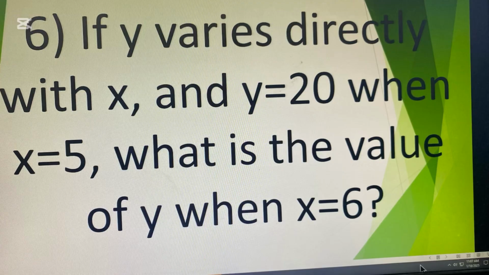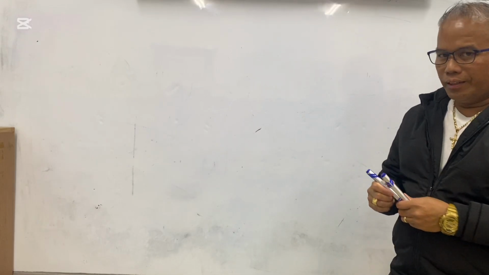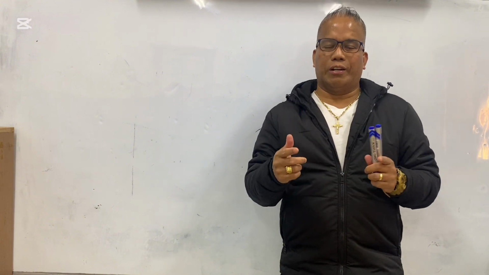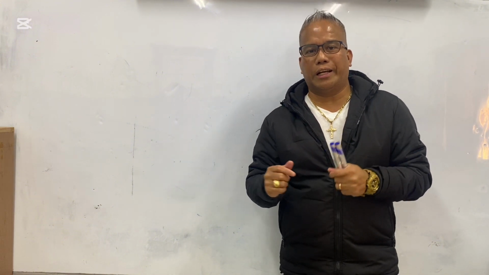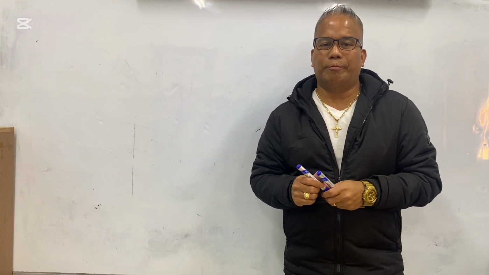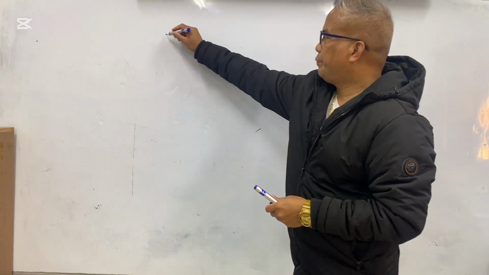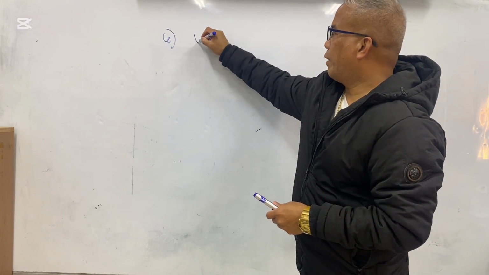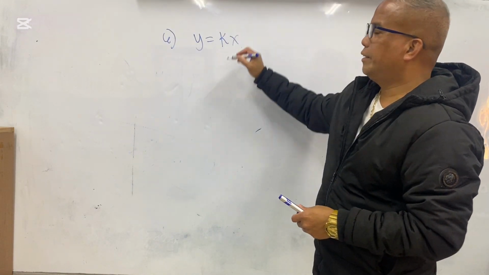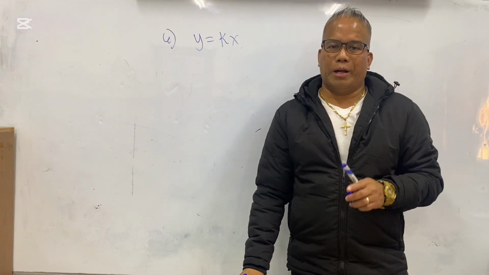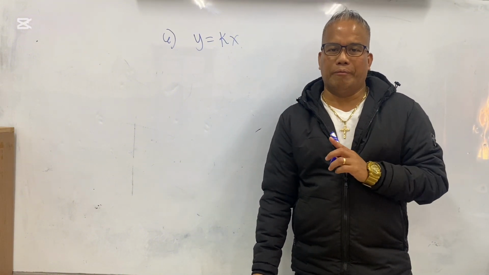Question number 6. If y varies directly with x and y equals 20 when x equals 5, what is the value of y when x equals 6? So to solve this question, we are going to use direct variation. Then the formula is y equals kx, but we are going to find first the given.